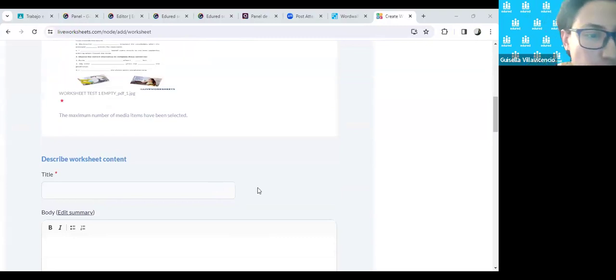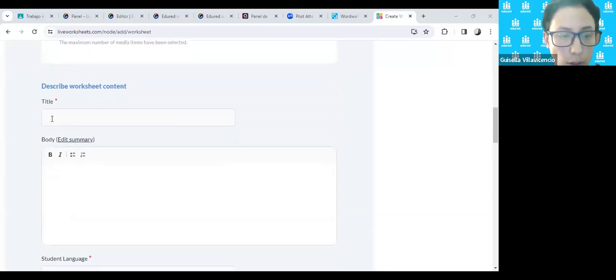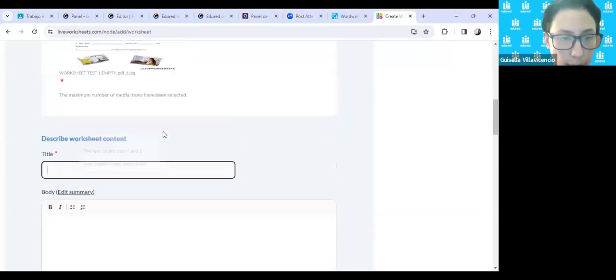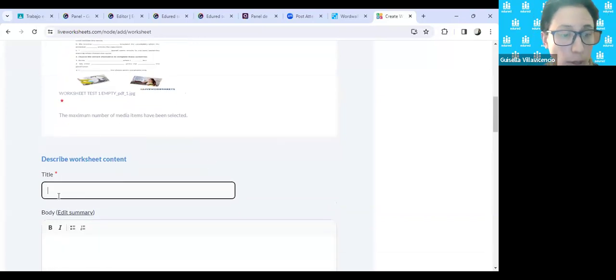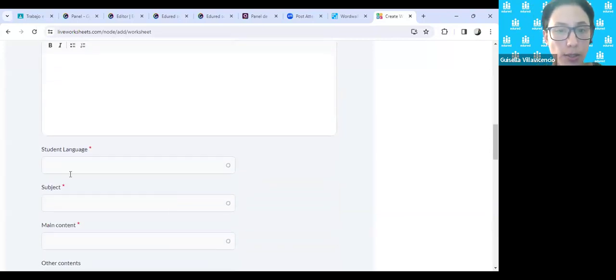Y luego hay que configurar, ¿right? Ponemos un título. Vamos a ponerle, este worksheet es del pasado, es de gramática. Algo bonito de worksheet es que podemos practicar la gramática. Nos da más opciones, ya que en worksheets nosotros creamos el PDF. Entonces nosotros podemos crear para gramática. Seleccionamos, acá tenemos que configurar, ¿ya chicos?